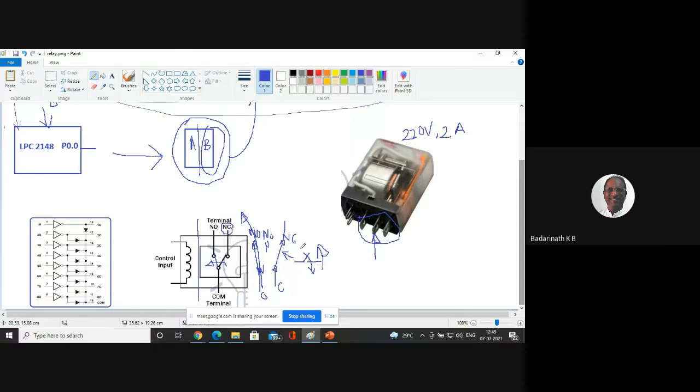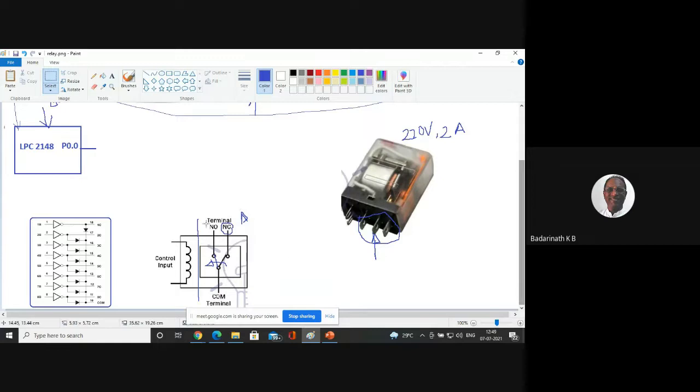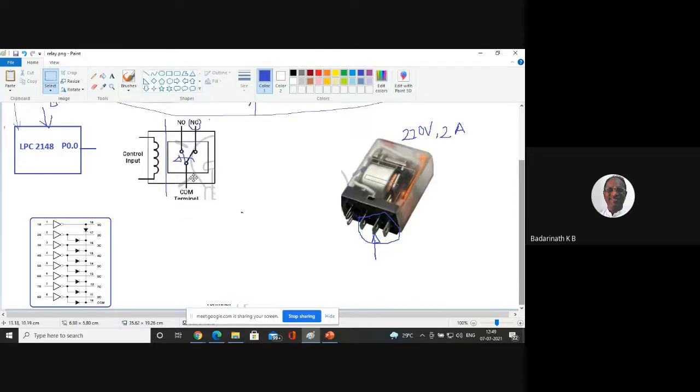Now, what should I do? Let us take the microcontroller and analyze how we can build this circuit. I will get the relay and place this relay in my circuit. I will bring this relay and put it here. Now, what are the connections I have to make?